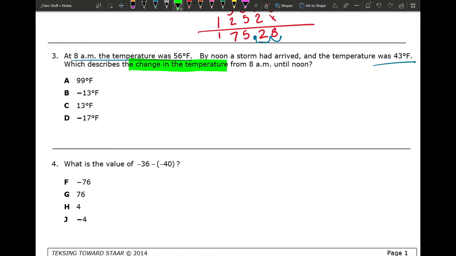But we gotta look at this. What happened from 56 degrees to 43? Did the temperature go up or did the temperature go down? In this case, the temperature went down.